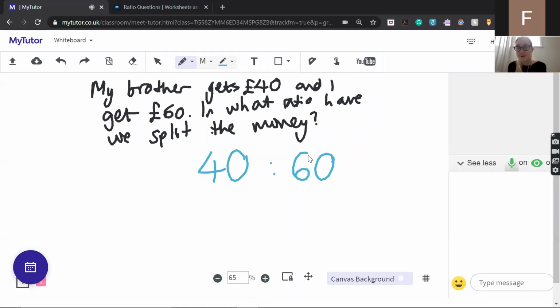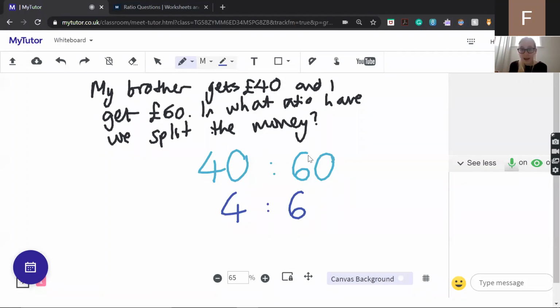So let's have a look at how we can simplify it. Now, it's what I said before. We can divide each side by the same thing, and that's totally allowed. So the most obvious one to me here is that we can divide both by 10. 40 and 60, both multiples of 10. So we'll do that. And we see that we get 4 to 6. Now, this is the same thing. My brother gets £4, I get £6. That just happens 10 times. So this is the same ratio.